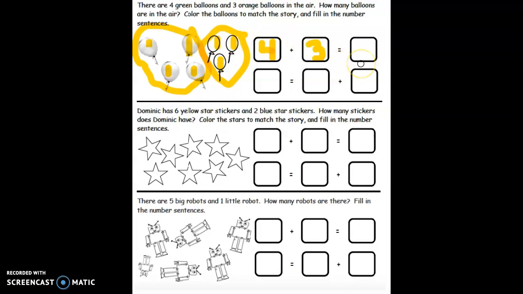Now you can use your fingers. You can just use the information you have in your brain, or we can count. 1, 2, 3, 4, 5, 6, 7 total. There are 7 total balloons.